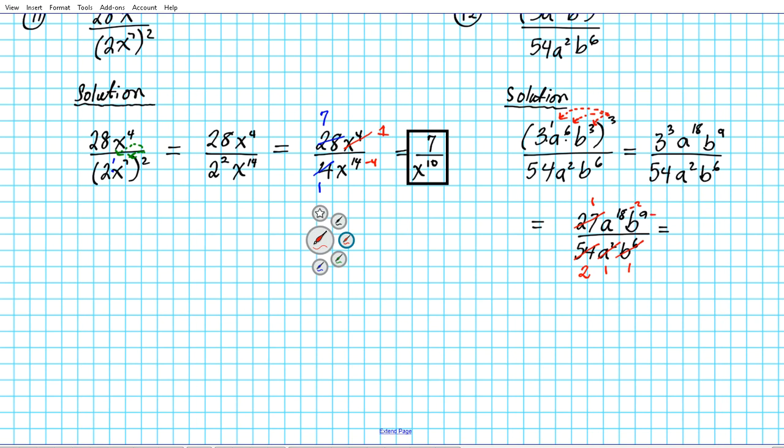You subtract its power from the top, and your answer is going to be in the numerator, a raised to the 18 minus 2, that's 16. B raised to the 9 minus 6, that's 3. Divided by 2. All right, so there goes the answer to question number 12.